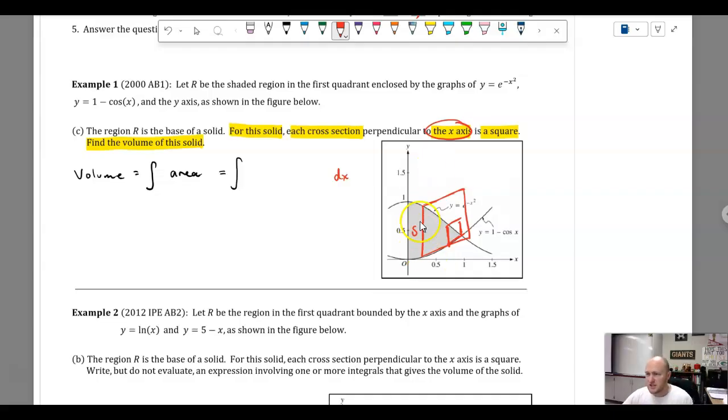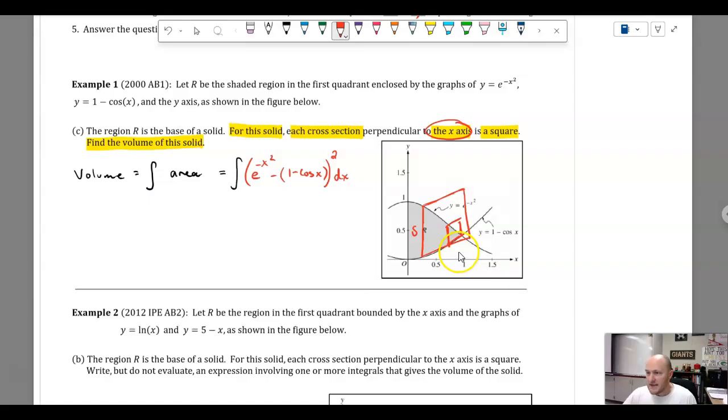So what is this distance? Well, it's this top function minus the height of this bottom function. Always top minus bottom will give us this distance. That's how you find distance. So I have e to the power of negative x squared minus this bottom function, which is 1 minus cosine of x. Notice how I put parentheses because I'm subtracting that bottom function. There's two terms, so put parentheses when you subtract that whole region, and I want this to be squared.